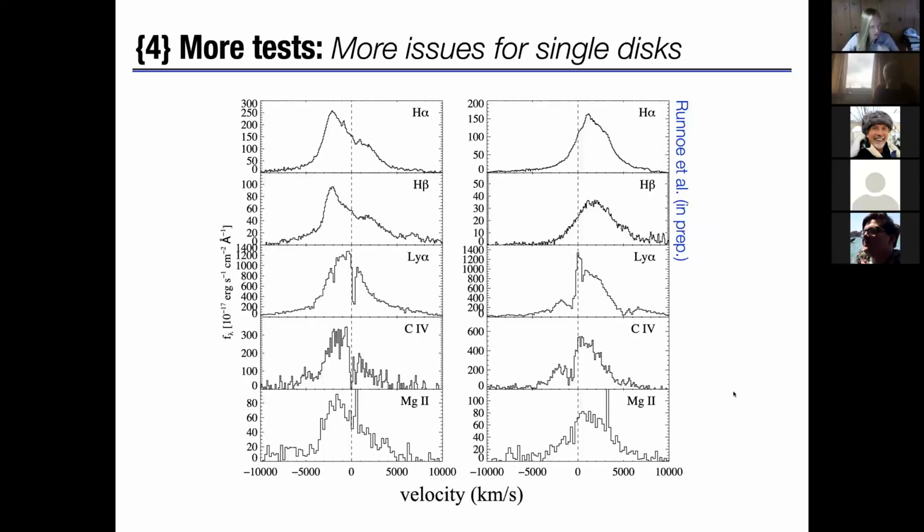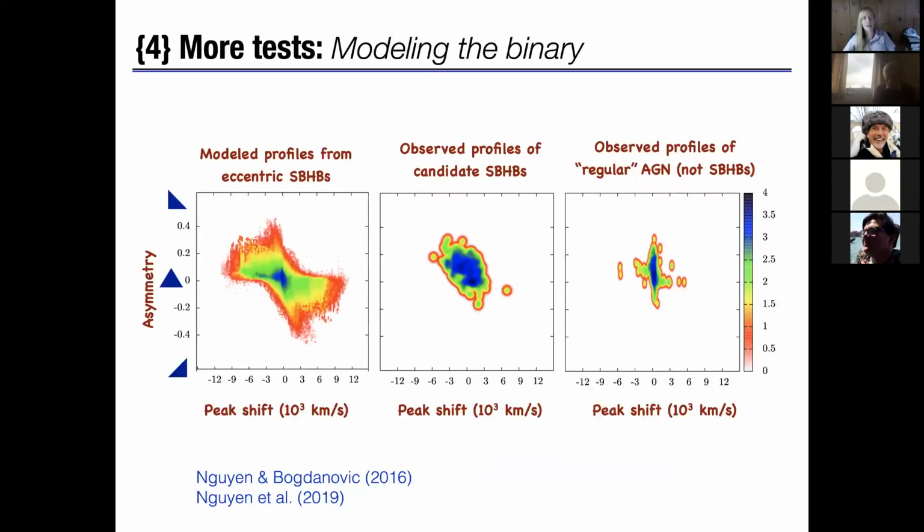Okay, I have a couple more minutes. And I just want to finish up by telling you about our efforts to do the other side of things, which is to model the binary as a binary. And this work was led by Kai Nguyen, who was a graduate student at Georgia Tech.